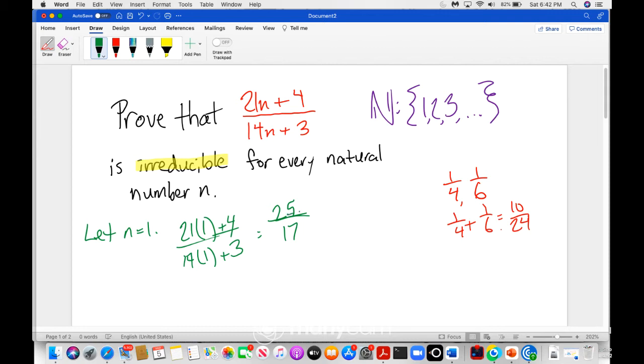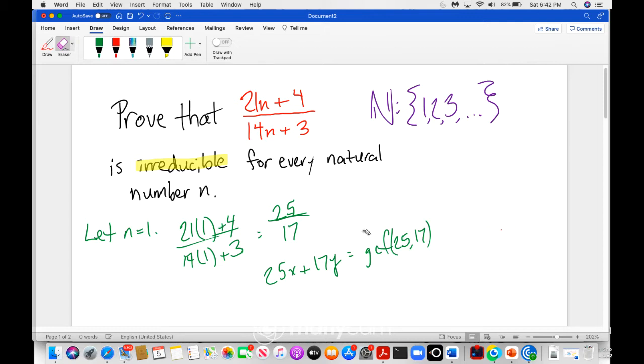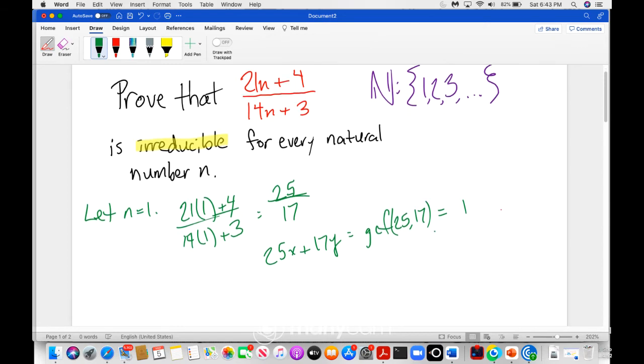Well, to show this, I use Bézout's lemma to find x and y such that 25x plus 17y equals the GCF of 25 and 17. Well, if 25/17 is irreducible, what do you think the GCF is going to be? What's the greatest common factor of 25 and 17 if the fraction can't be reduced? Well, 1. 1 always goes into any pair of numbers. So I have to prove that there exist x and y such that 25x plus 17y equals 1.